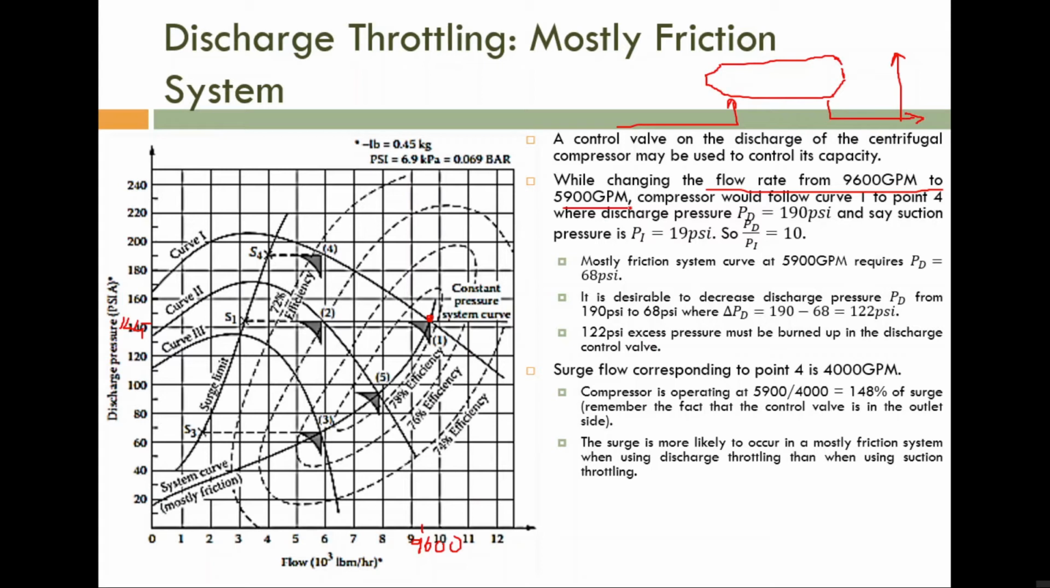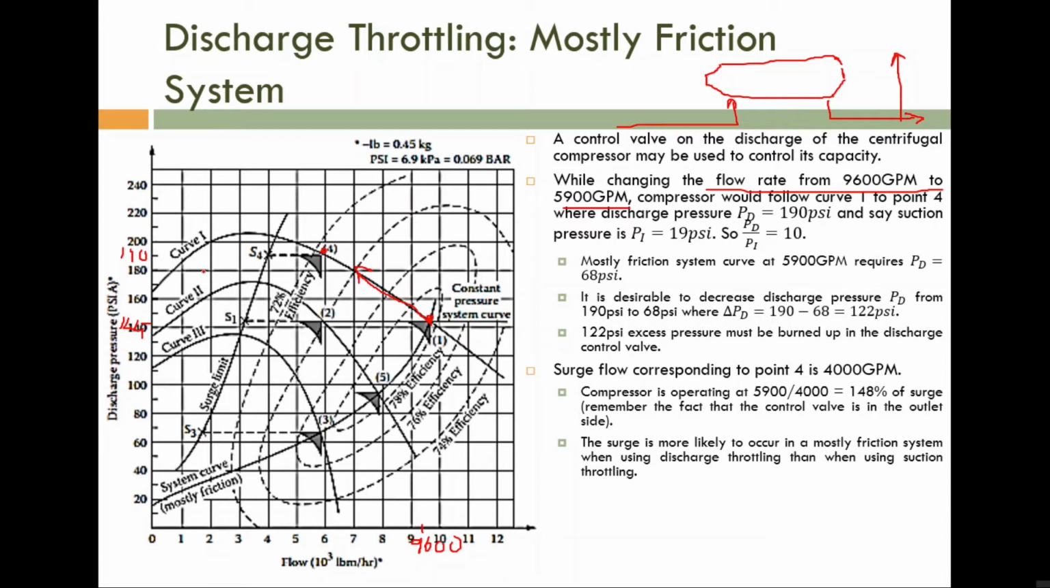So what is happening? If all other parameters are constant, including the suction line, then the compressor will follow the corresponding curve, meaning the operating point is lying on curve 1. So as the flow rate is decreasing, it follows curve 1 to operating point 4, where the flow rate is 5900 gallons per minute. And you can see that corresponding to operating point 4, the pressure is 190 psi.